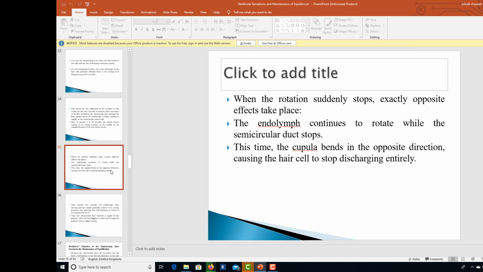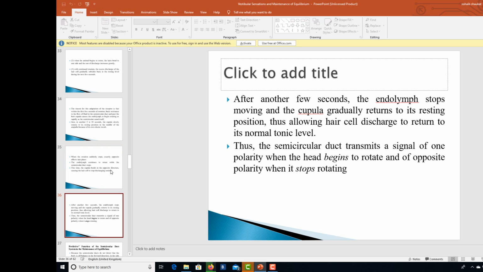When the rotation suddenly stops, exactly opposite effects take place. The endolymph continues to rotate while the semicircular ducts stop. This time the cupola bends in the opposite direction, causing the hair cell to stop discharging entirely. After another few seconds, the endolymph stops moving and the cupola gradually returns to its resting position, thus allowing hair cell discharge to return to its normal tonic level.